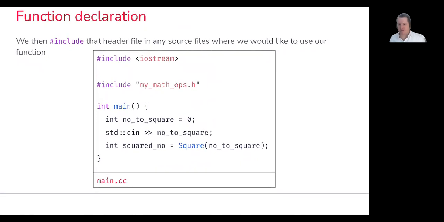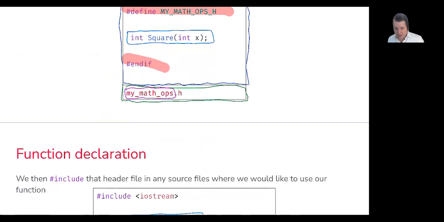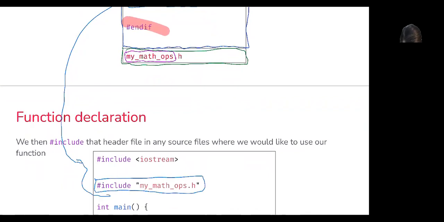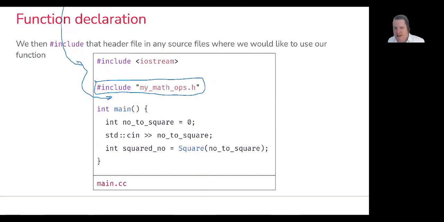Now back in main, what I can do, and we'll get into precisely what an include statement is doing later on, but for now, just think of it as doing that kind of copy and paste process for you. This statement here, pound include my_math_ops, is going to go out and pull the contents of that file, so this declaration here, into this actual source file. So what that means, as we get into main, is we know exactly what square is, how it can be used, and the compiler knows whether or not we're using it correctly.